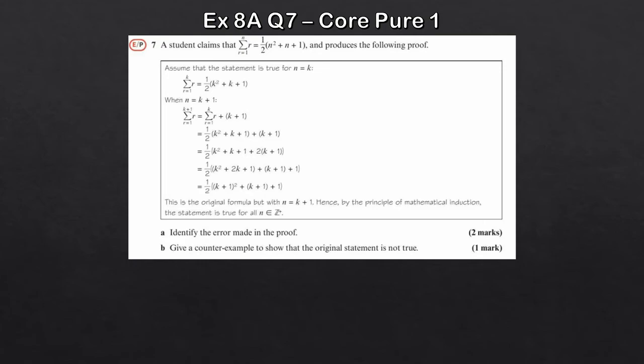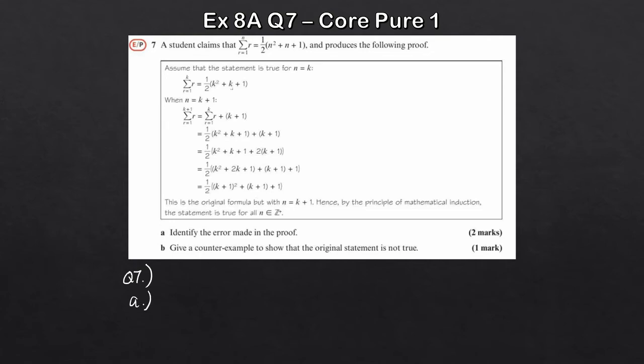So this question here is a proof by induction question, but it's one of these questions where a student's done some work in, but they've made a mistake and we've just got to spot the mistake basically here. Now, this is a very generous question because 2 marks for just identifying the error is quite nice, because let's just think about how a proof by induction actually works.